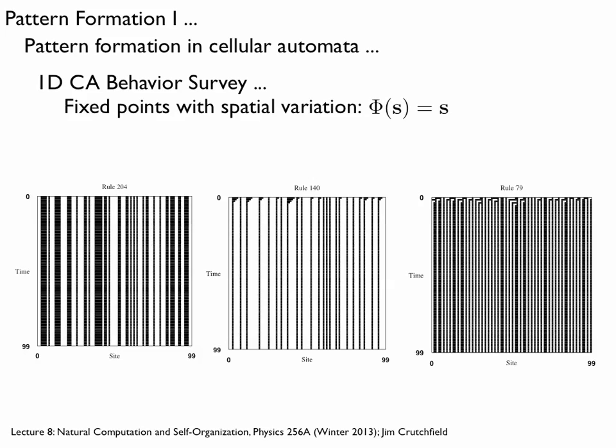And now the fun starts. So here are 3 different example CAs. This is Rule 204, Rule 140, and Rule 79. I think they're all starting on the same initial configuration, just to compare things. What happens here? Well, basically every bit, if it starts off at 1, stays at 1, if it starts off at 0, stays at 0.